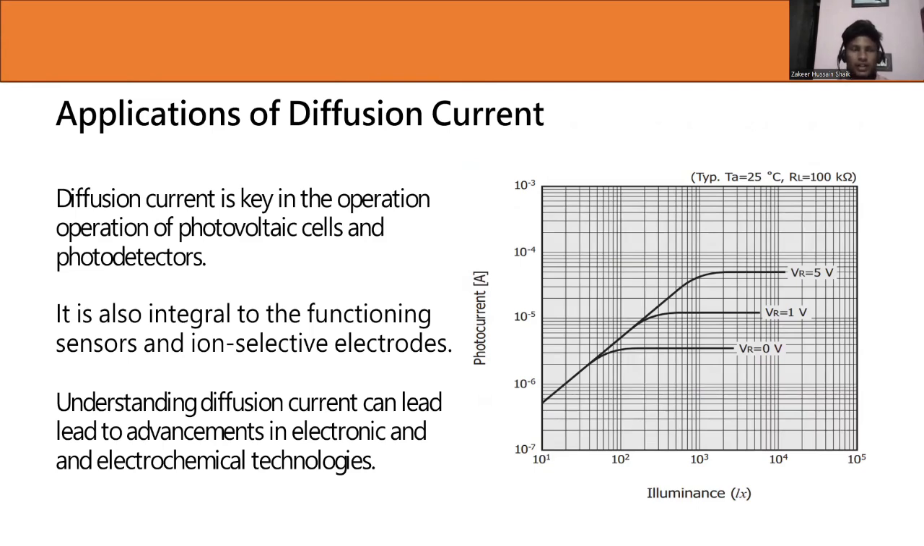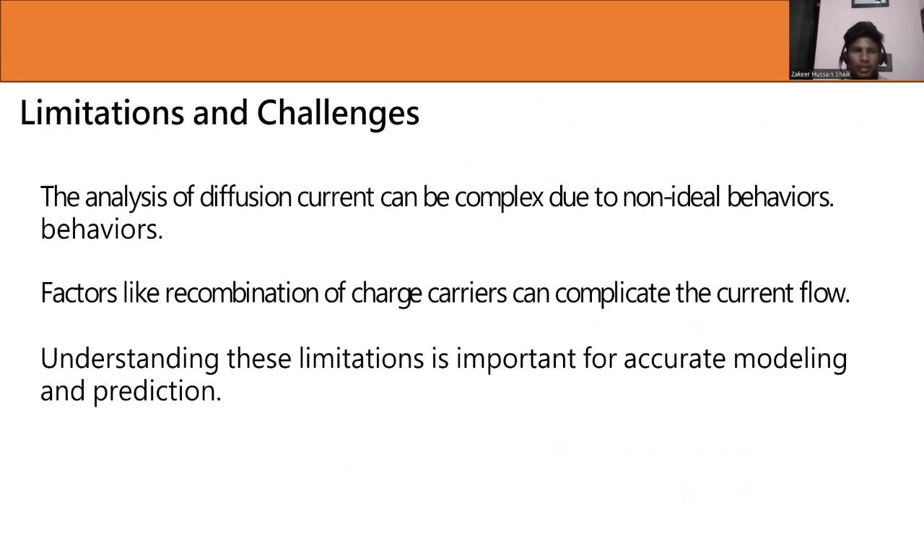Applications of diffusion current. Diffusion current is key in the operation of photovoltaic cells and photodetectors. It is also integral to the functioning of sensors and ion selective electrodes. Understanding diffusion currents can lead to advancements in electronic and electrochemical technologies. And we can see the graph, with illuminance on the X axis and photocurrent on the Y axis, at VR equals 0 volts, VR equals 1, VR equals 5.